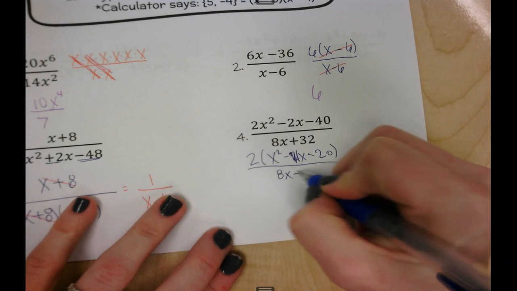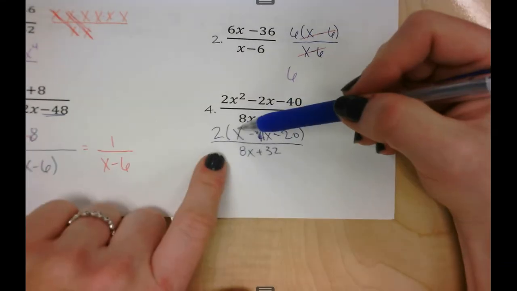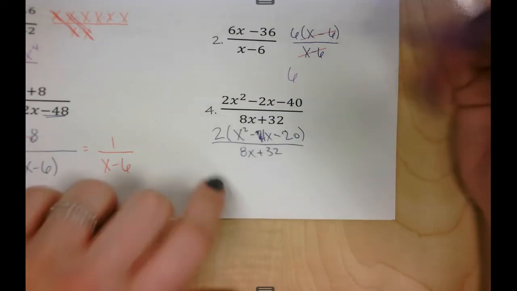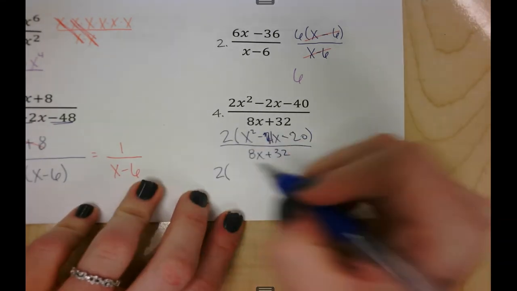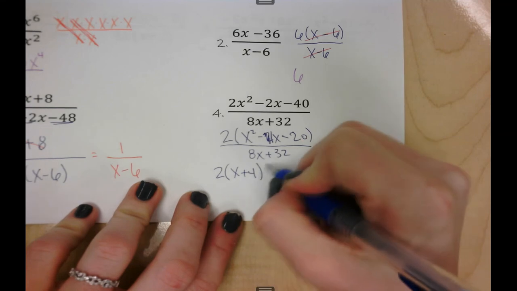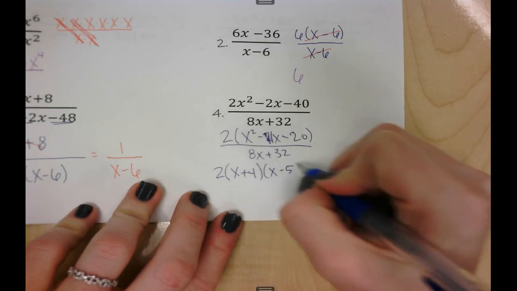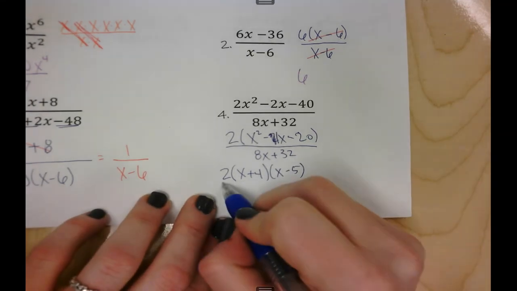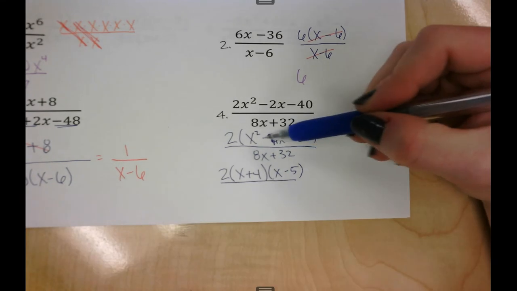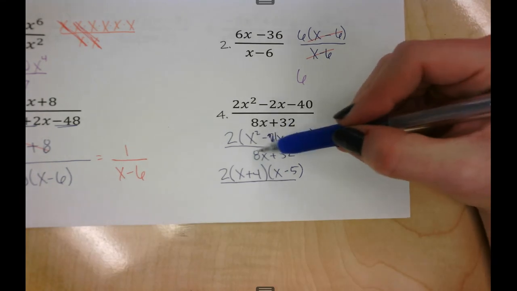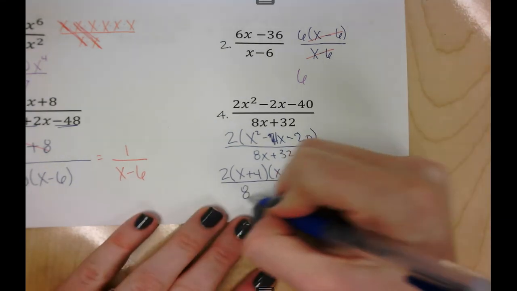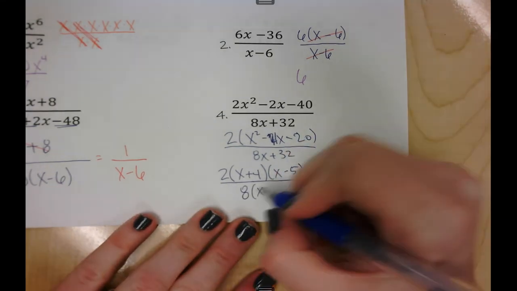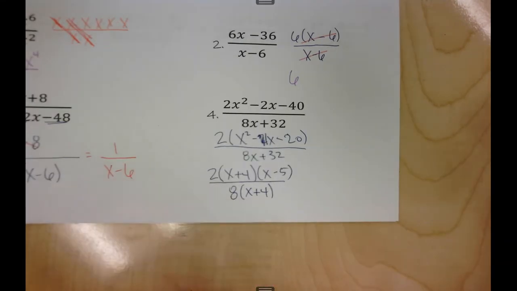So 8x plus 32. Okay. So if I plug this into my calculator like I just did, remember that 2 still hangs out up front, then I get x plus 4, x minus 5. And then on the bottom, we have to look for greatest common factor between 8x and 32. And in this case, it's 8. And we're left with x plus 4 on the inside of our parentheses.